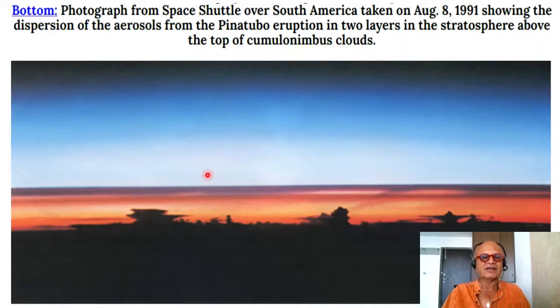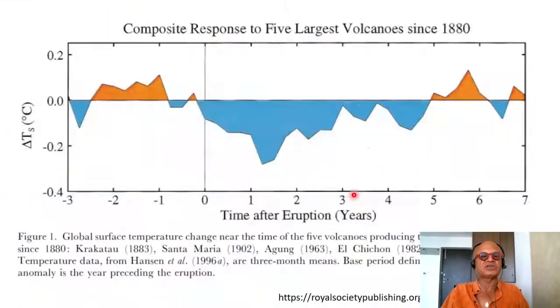And of course you can also see the impact of the aerosols on sunrise, sunset, and generally the skyline. So this is a photograph from Space Shuttle over South America taken on August 8, 1991, showing the dispersion of the aerosols from the Pinatubo eruption in two layers in the stratosphere above the top of cumulonimbus clouds. So you have the cumulonimbus clouds here, which are all in the troposphere, which in the tropics is about 12 kilometers high, and it's very hard to inject things directly into the stratosphere across the troposphere stratosphere boundary, which is called tropopause. We will see that later on. But tall hurricane clouds and storms can puncture through, but here Pinatubo put a lot of ash and aerosols into the stratosphere, and you can clearly see two layers created by these emissions from the volcano.